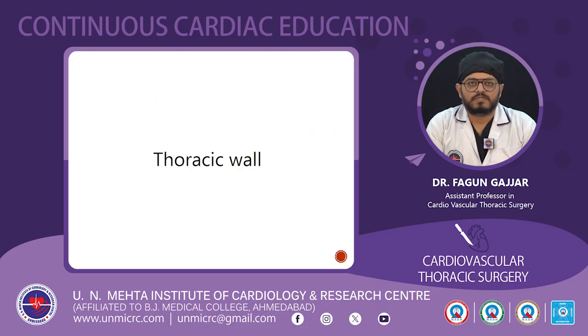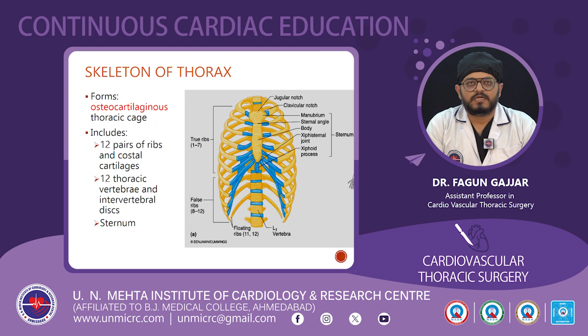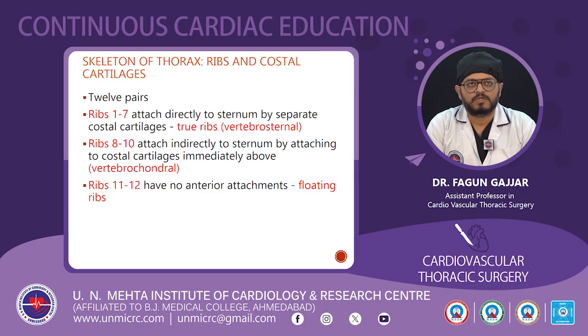The first one is the thoracic wall. The skeleton of the thorax is formed by the osteocartilaginous thoracic cage, which includes 12 pairs of ribs and costal cartilages, 12 thoracic vertebrae and intervertebral discs, and the sternum.